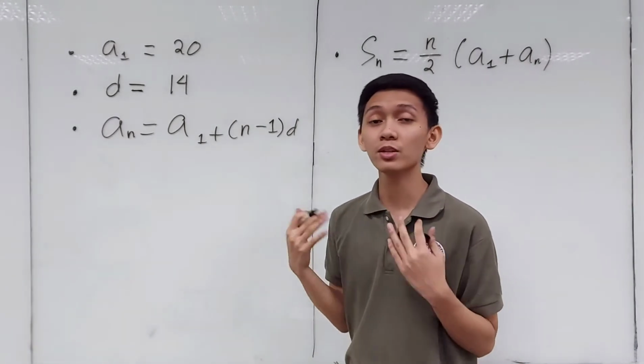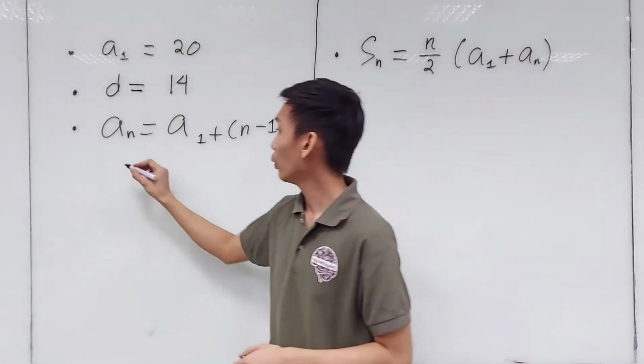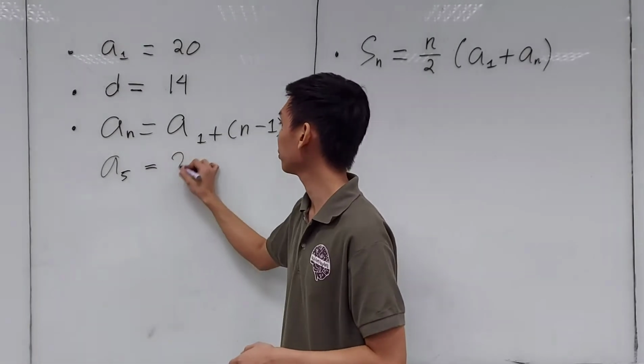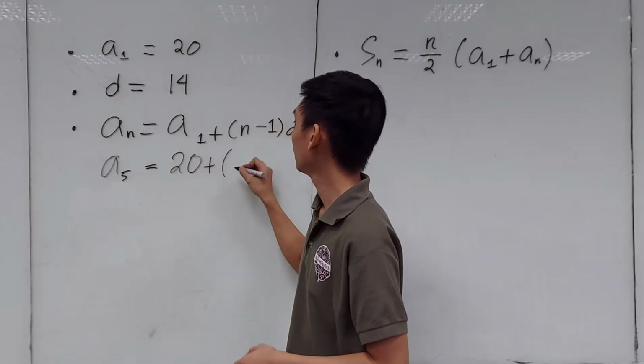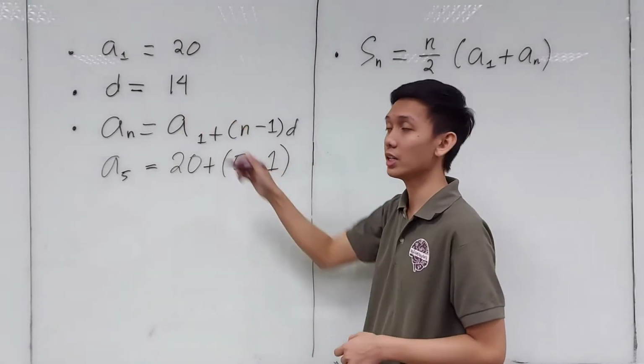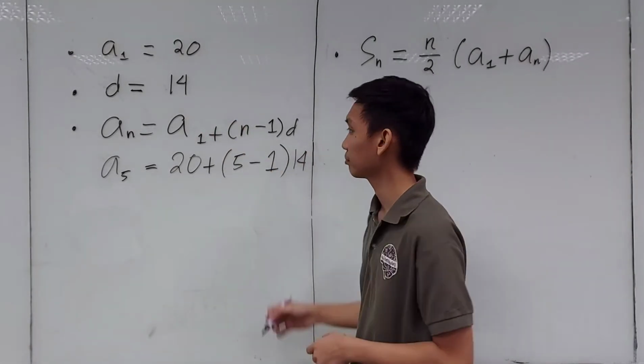Now, we have to find out the value of the fifth term, or how many people are living on the fifth floor. We have to use this formula. We just have to substitute the given information. We're looking for a sub 5. We substitute a sub 1, the value of n, which is 5, minus 1, then the common difference, which is 14.